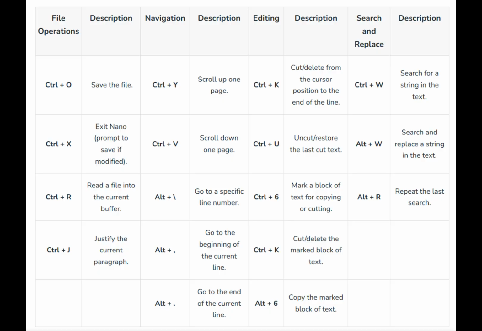Nano is the built-in text editor in Linux. It's quick, lightweight, and perfect for editing files right in the terminal. But the real magic comes from learning a few keyboard shortcuts that can save you time and keep your workflow smooth. Let's go through some of my favorites.